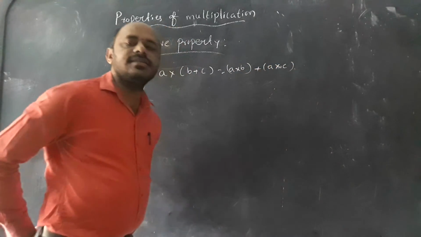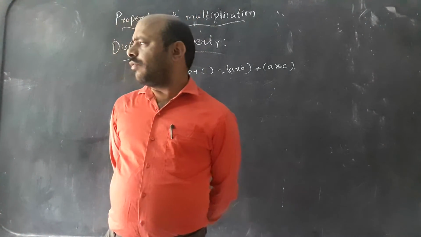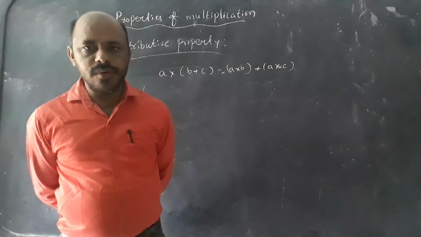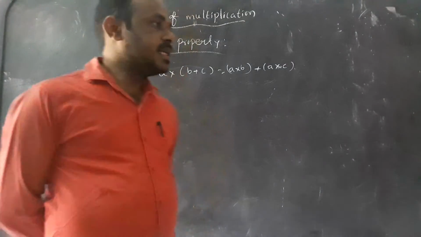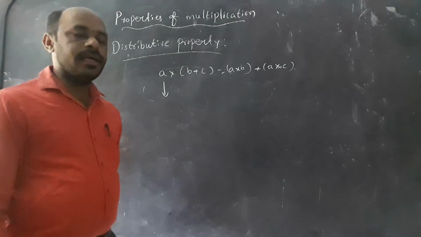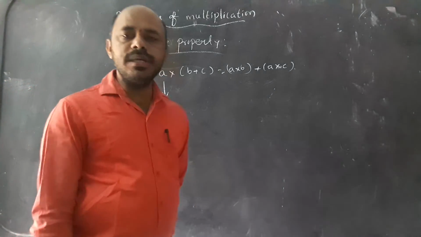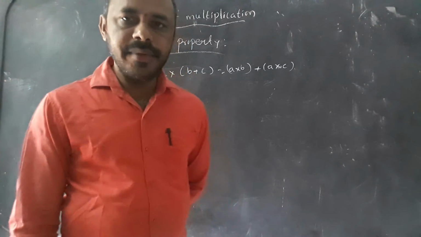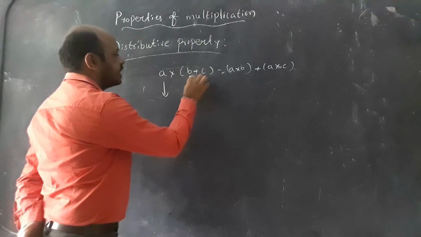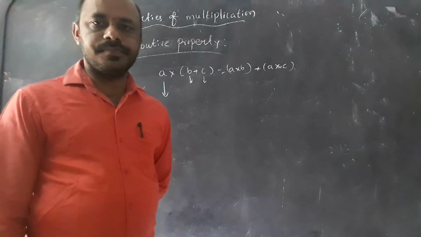What does it mean? See children, I will explain with a small example. One person took one banana, another person took one banana. Here, the banana is a. Two persons are there. How do we distribute one banana? We have to share the banana between both of them. This is one person, this is another person. Here, a is the banana.